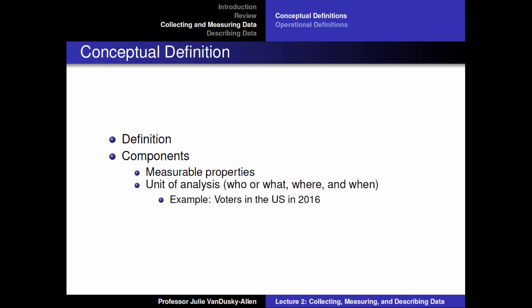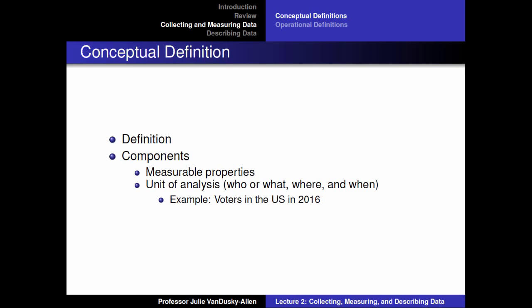First, a conceptual definition defines a concept's measurable properties. For example, if we are going to measure how liberal or conservative a voter is, we would have to be able to measure their opinions on government intervention in the economy. This is a measurable property. We could conduct a survey and ask voters about their political views.